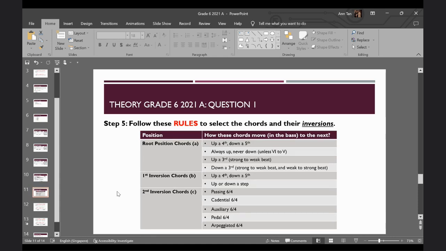How will these chords move in the bass to the next? I've listed down in this table. If you're in a root position chord, that means if we use an A version chord, the next bass that we move up to must follow in this order, and I've actually ranked them in the order that we use them or consider them. So it always moves up a fourth, down a fifth. Either way, they will end up with the same note, right? The bass always steps up, never down, unless it's from a chord 6A to a 5A.